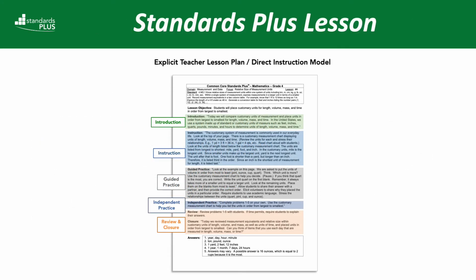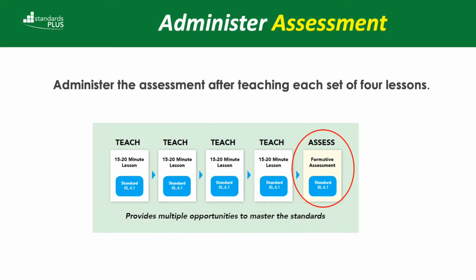In review, a lesson includes 5 sections: introduction, instruction, guided practice, independent practice, and review and closure. Adjust the timing of each section to suit your students' needs. After teaching each set of 4 lessons, administer the assessment. Assessments allow the teacher to monitor student progress.